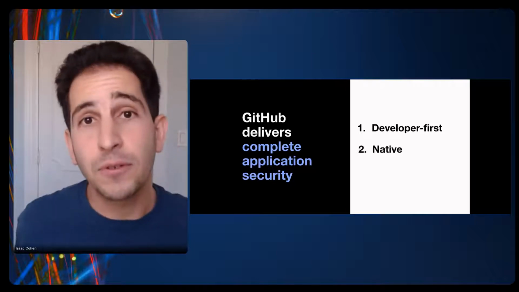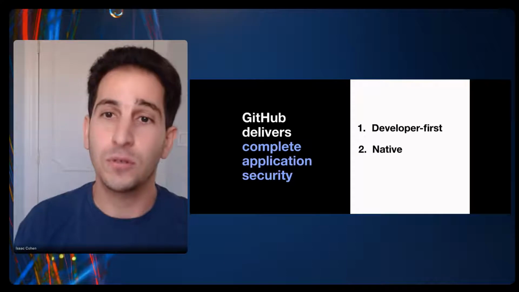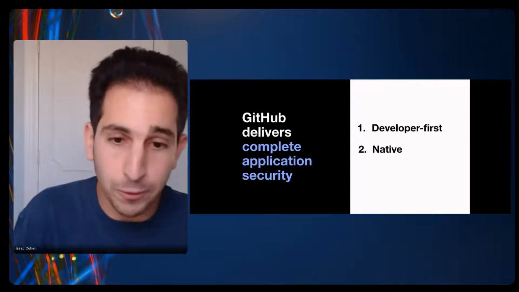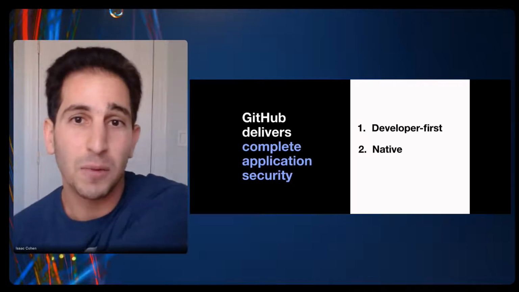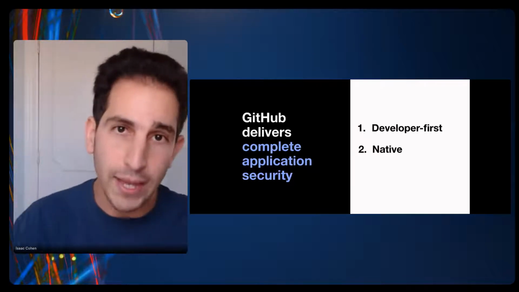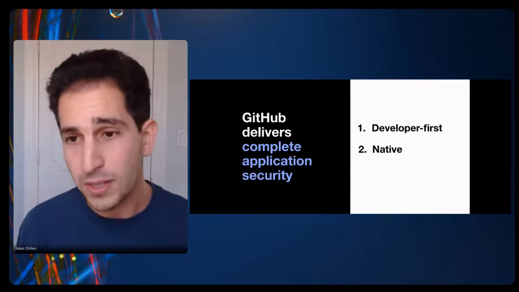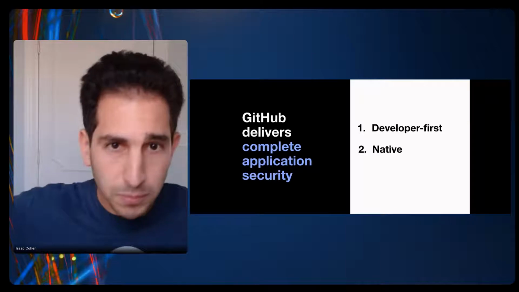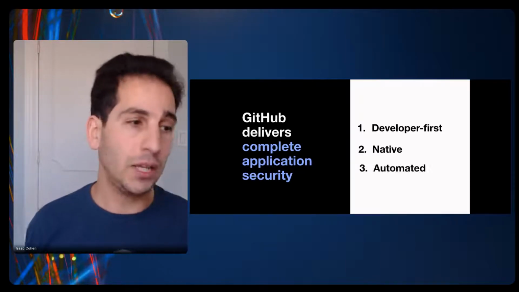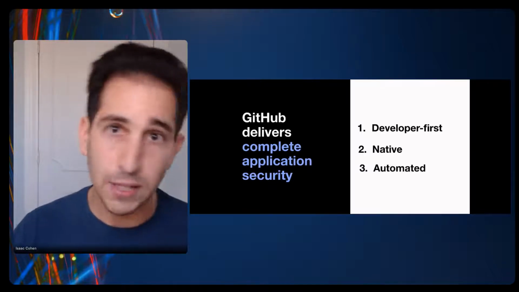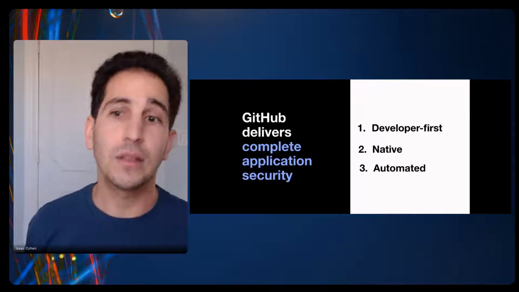Number two, native, right? We build things natively in as part of the GitHub solution. Developers wake up and they open up their GitHub, and when they go to sleep, they still have their GitHub open, right? GitHub is that central location where developers live, the home of software and the home of open source. So everything that we build becomes native into the GitHub application. And then finally, we try to automate as much as possible. And I believe that there is a lot that can be automated in the security space.